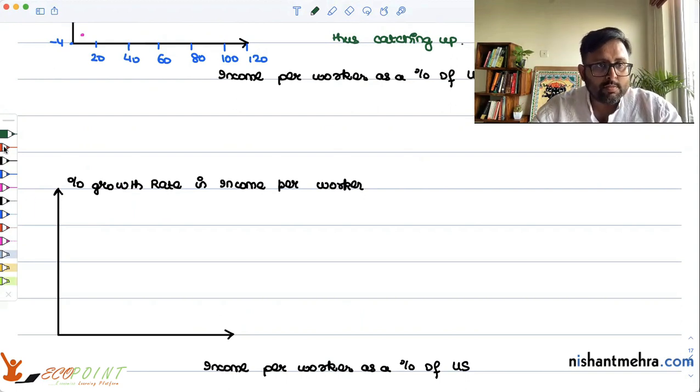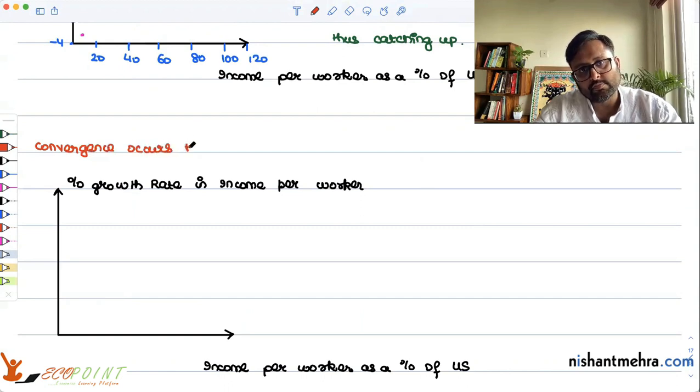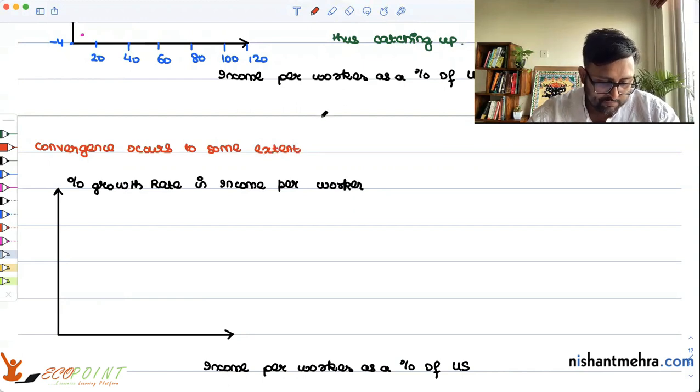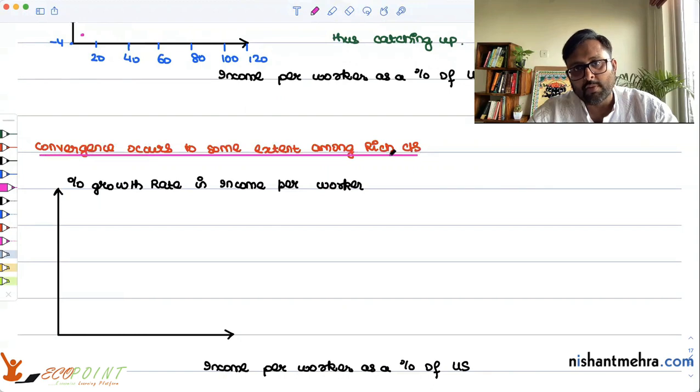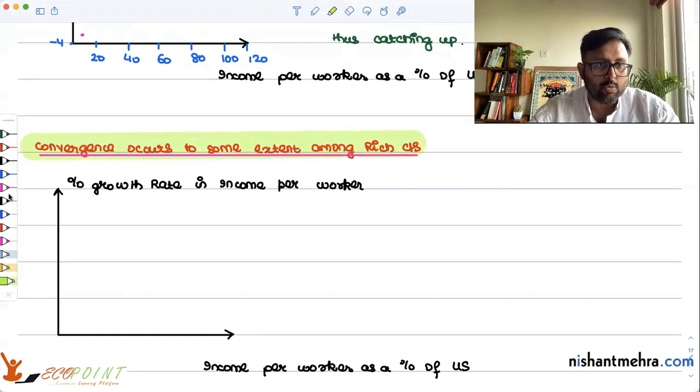So convergence, please write this. Occurs to some extent among rich countries. So among rich countries, yes, you see convergence happening.